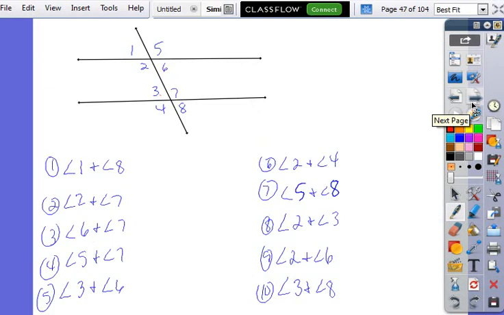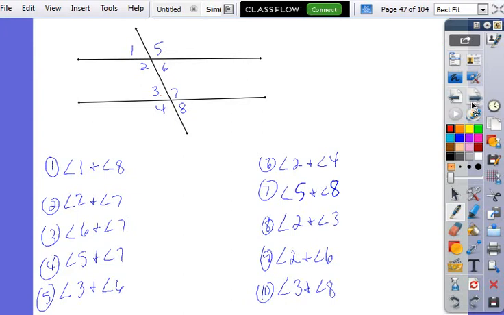So if we had this, what kind is 1 and 8? Alternate exterior. 2 and 7. Alternate interior. 6 and 7. Consecutive interior. 5 and 7. Corresponding. 3 and 6. Alternate interior. 2 and 4. Corresponding. 5 and 8. Nope. Consecutive exterior. They're on the same side, but opposite sides of the parallel line. 2 and 3. Consecutive interior. 2 and 6. Oh. Nope.